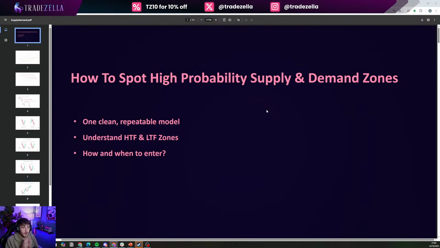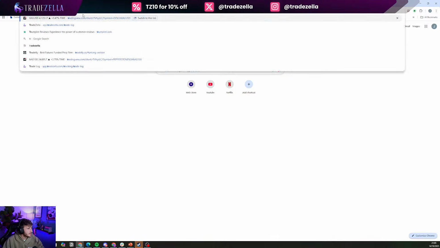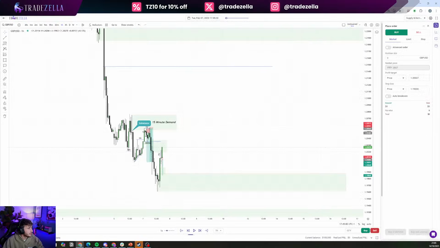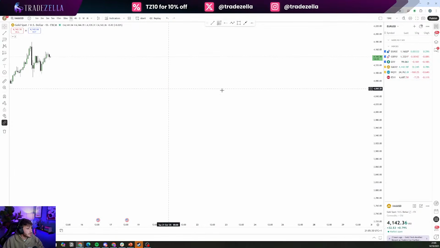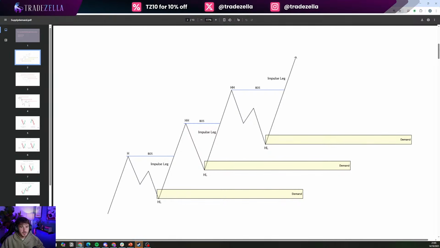Now, what I'm going to do is break this down step by step. And as I say, we're going to have a full backtesting session after. I'll go into it a little bit more after, but let's go ahead and get into it. So first things first, I'm just going to pull up this as well so I can show you guys some examples on here. Okay, so first things first is going into this model.